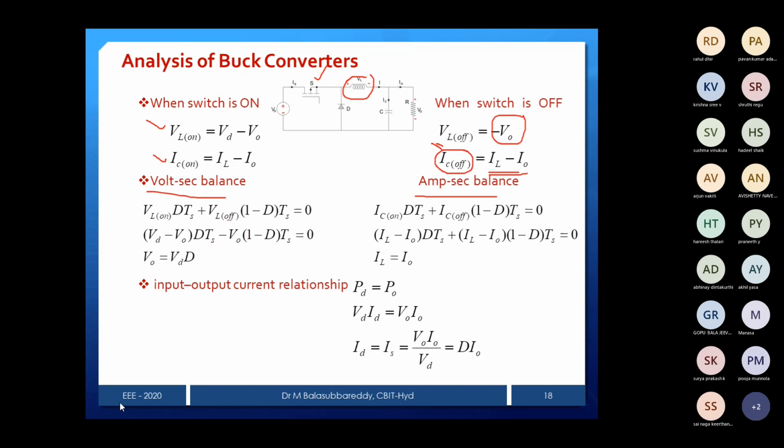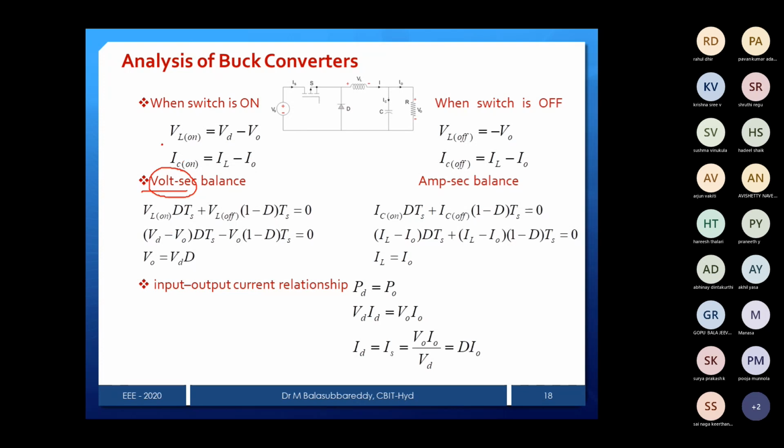Now you apply the volt-second balance equation, or ampere-second balance equation. What does volt-second mean? During the on condition, the voltage multiplied by time, plus during the off condition, the voltage across the inductor multiplied by the off time, that sum is equal to 0. So that is the volt-second balance equation.